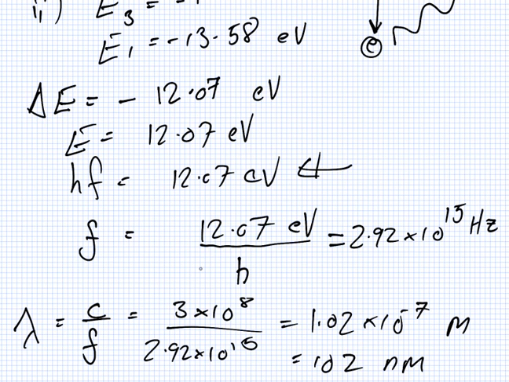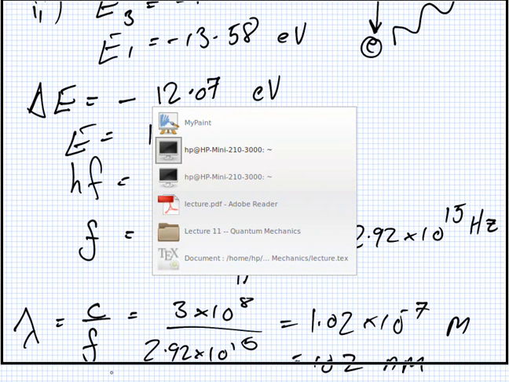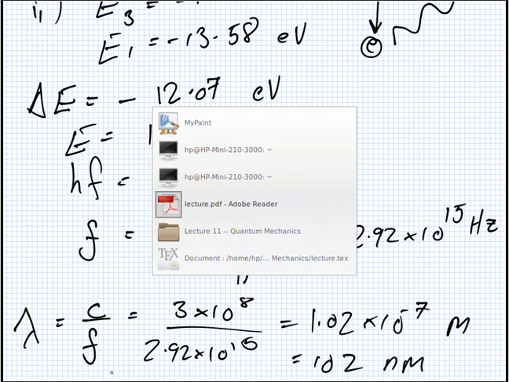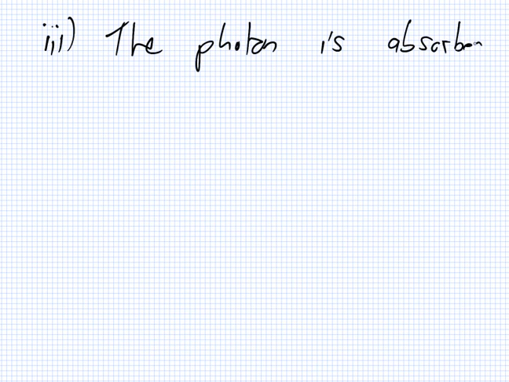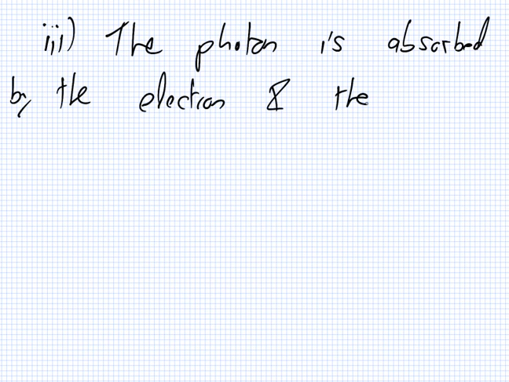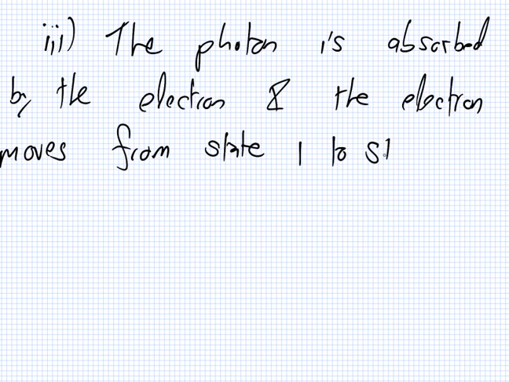That's it. The photon will go to, no, the electron. It was absorbed by the electron, and the electron moved to the higher level. So I'll just say this is part three. The photon is absorbed by the electron, and the electron moves from state 1 to state 3.